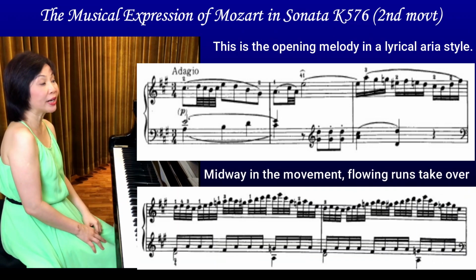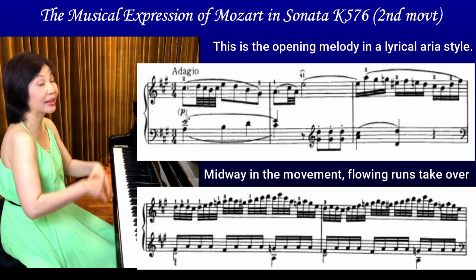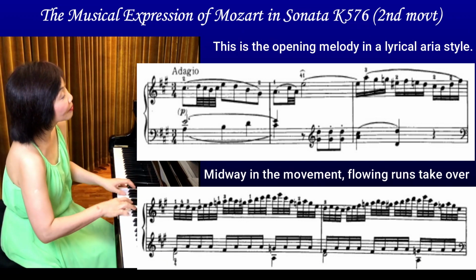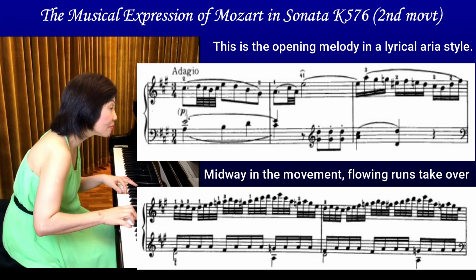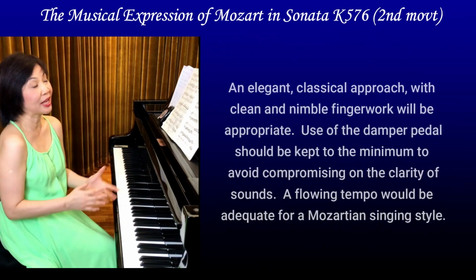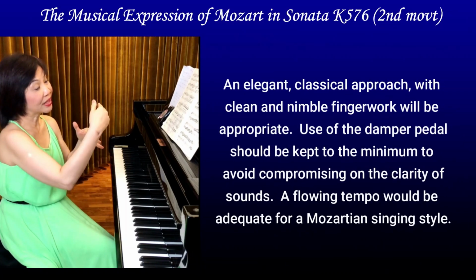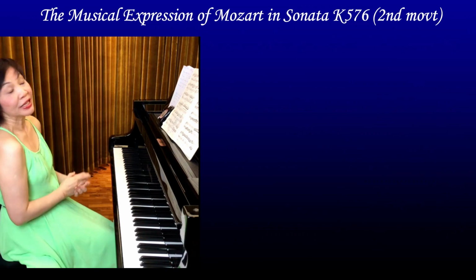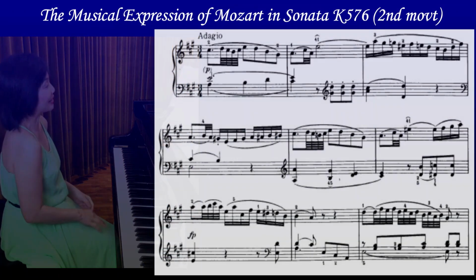And we look at bar 24, the style changed, and there are a number of running semiquavers. So we would like to choose a tempo that is suitable for the different rhythms in the movement as well as the style. Let me go into discussing the piece.